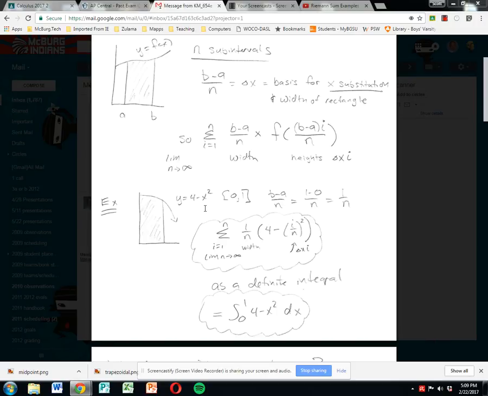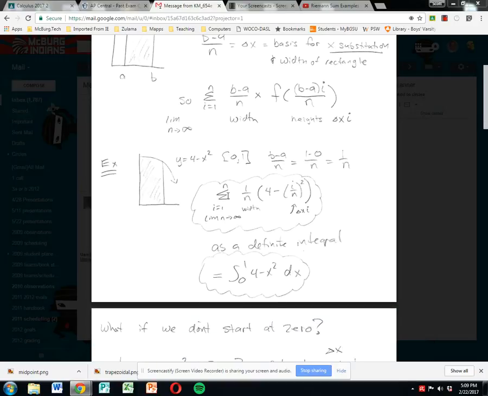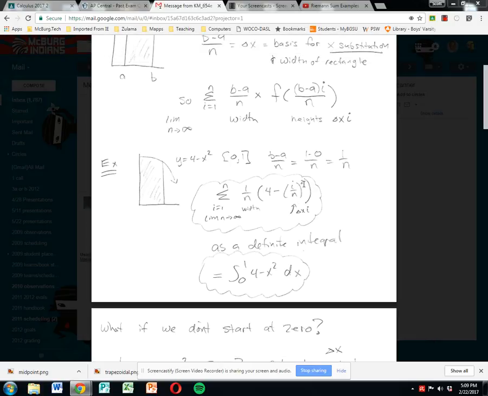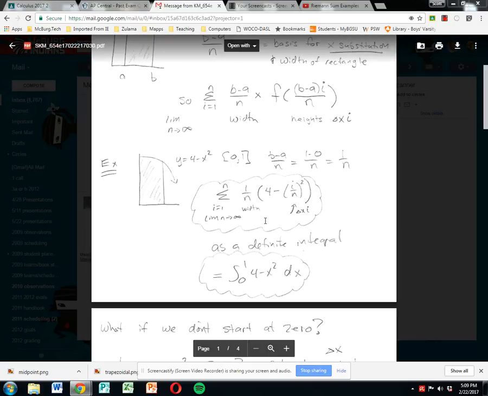So function y equals 4 minus x squared over the interval from 0 to 1. So (b minus a) over n is (1 minus 0) over n, and this is 1 over n. This is equal to delta x. So, limit as n approaches infinity, summation 1 to n of the width, 1 over n of each rectangle, times the quantity 4 minus, and then in place of x here, I put i over n, which is again delta x_i, and I square it because that's just part of the formula.